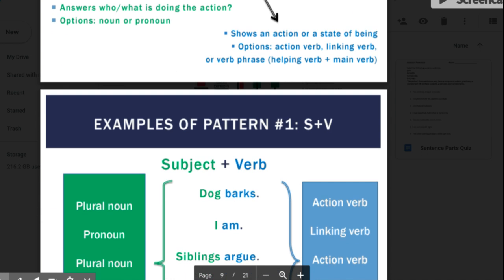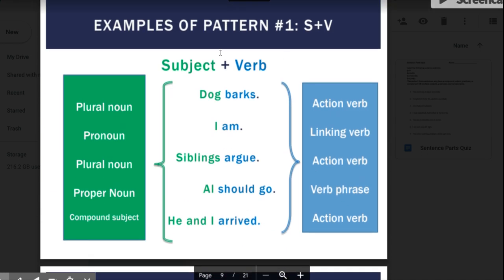All right. Here's some examples of pattern 1. Dog barks. Subject is in green. Verb is in blue. I am. Siblings argue. Al should go. He and I arrived. So you can see you have a bunch of different types of subjects. You always have a noun or a pronoun as a subject. Any of these will work. Plural noun, pronoun, plural noun, proper noun, compound noun. Remember, compound means two. Proper means it's capitalized. Plural means it's more than one.